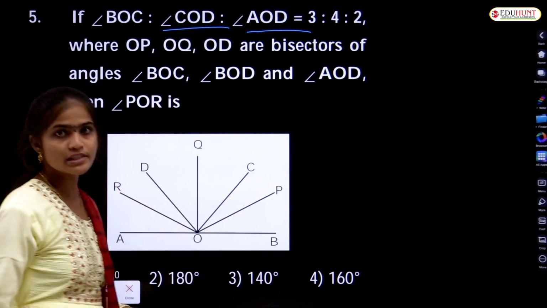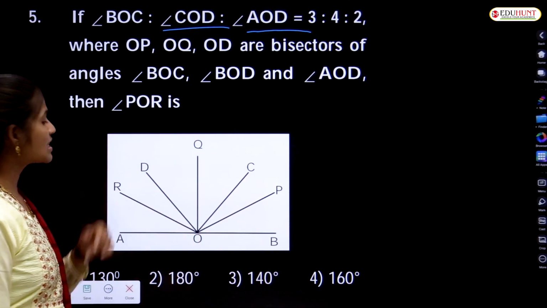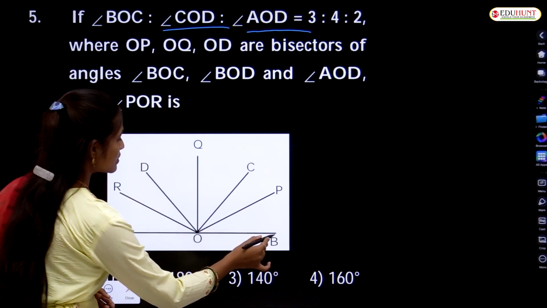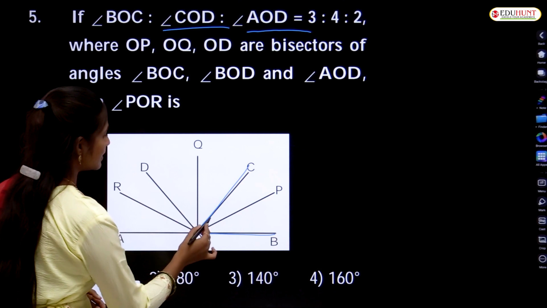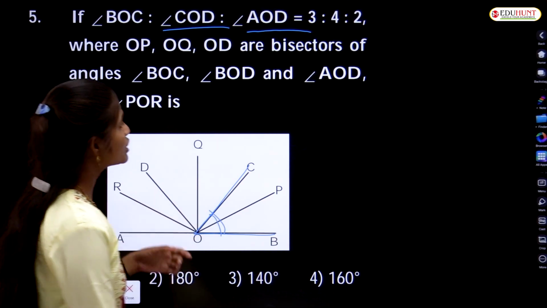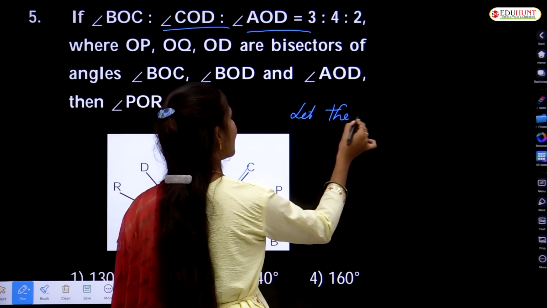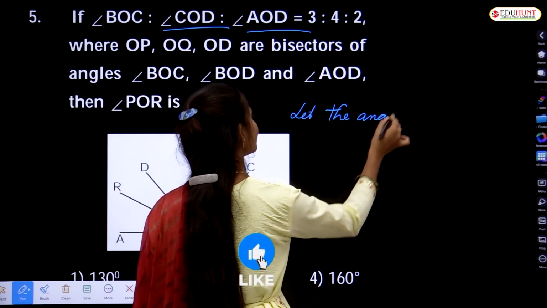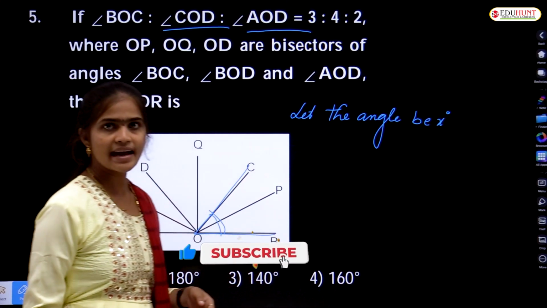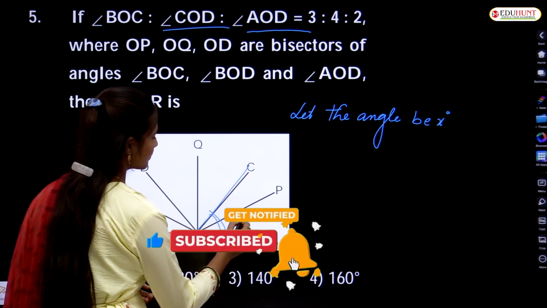3:4:2. Clear? So just observe that figure here. Angle BOC, this angle is in the ratio they have given, no? So the ratio we can write it as, let the angle be x degrees. So take that one as 3x.